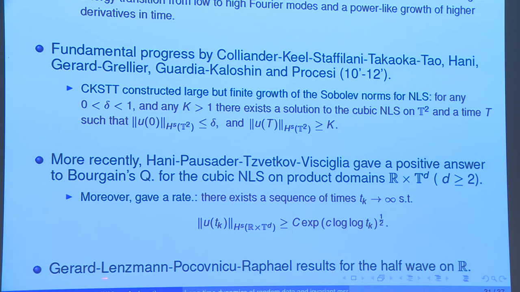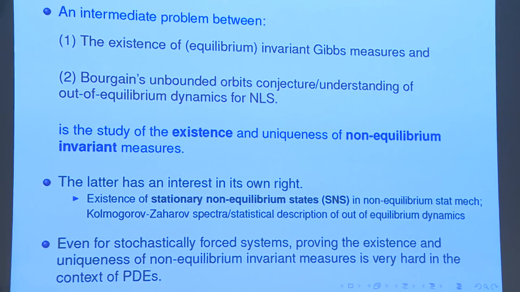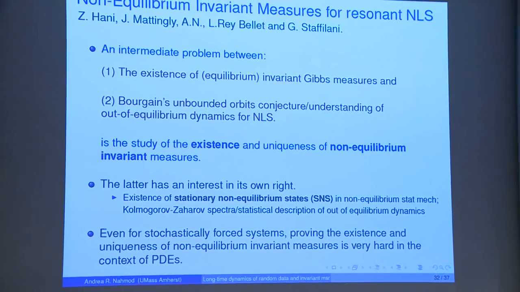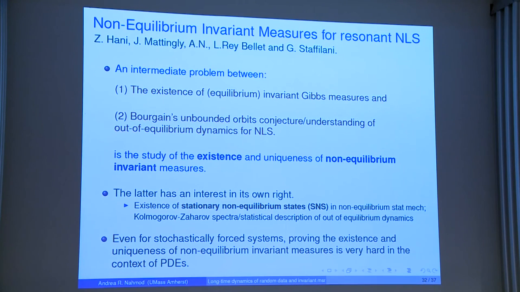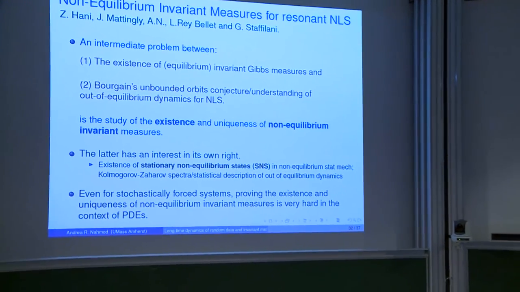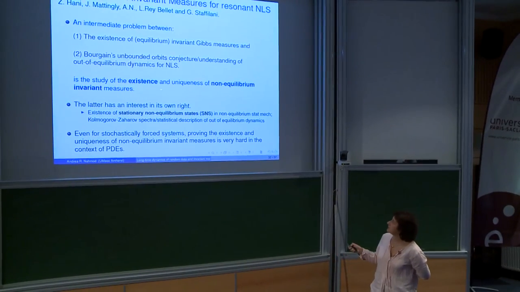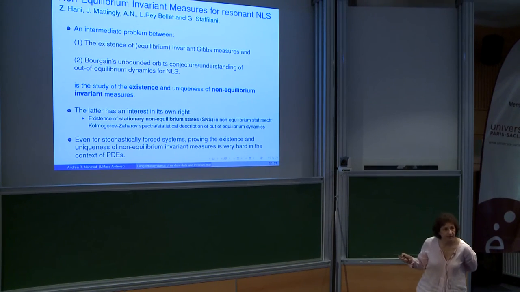And on Monday, the first talk of this conference, we saw Patrick talking about similar things for the half wave equation on R. Understanding Bourgain's conjecture for the cubic NLS is of course a very, very hard and ambitious problem. But something which is in between Bourgain's conjecture and what I described in the first part of the talk, the invariant Gibbs measures, is the study of the existence and uniqueness of non-equilibrium invariant measures.